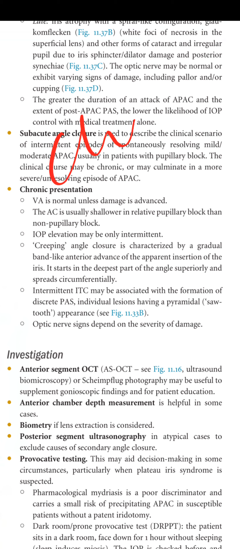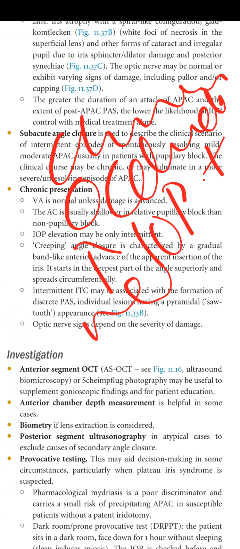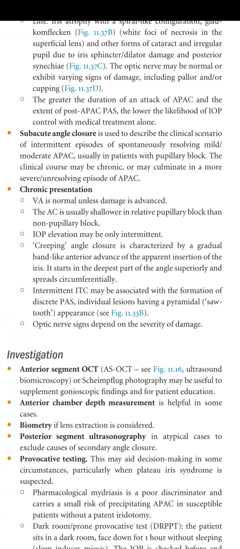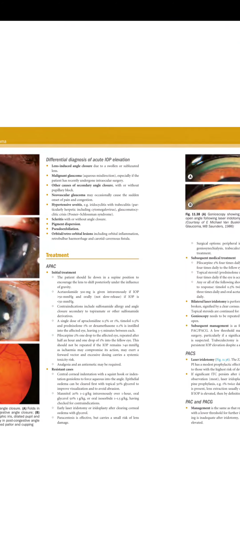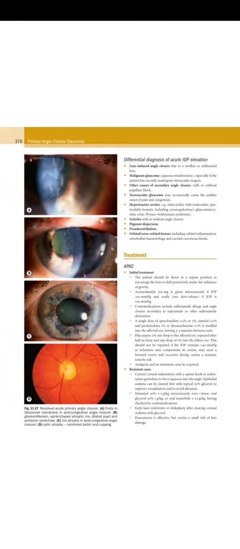So the chronically presenting patient may have occludable angles, and sometimes they have IOP elevation, sometimes they do not. They will have angle closure on gonioscopy. So we can see figure 13.33b that has already been discussed.